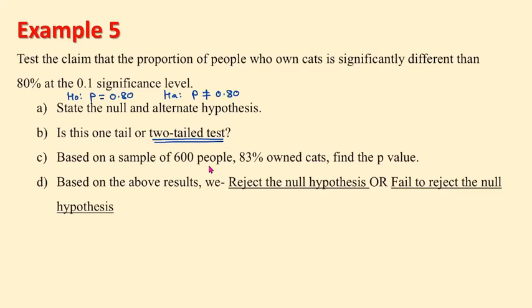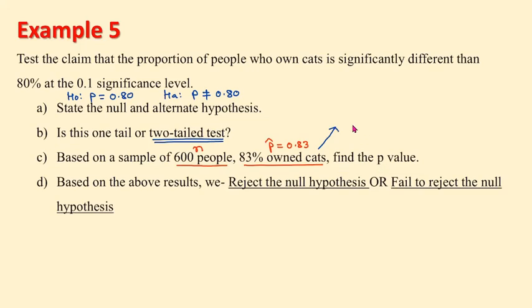Based on the sample of 600 people, n equals 600, 83% own a cat. The proportion of people who own a cat in that sample, p hat, is 0.83. That means the remaining 17% don't have a cat. We have to find the p-value. In order to find the p-value, first we need to find the test statistic. So let's find the test statistic here.